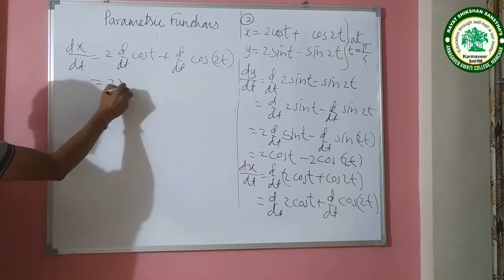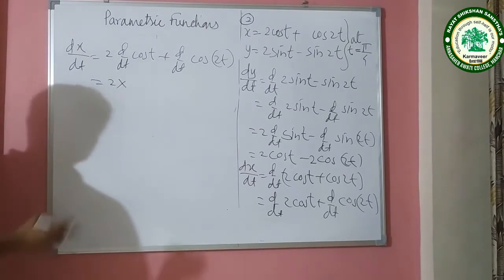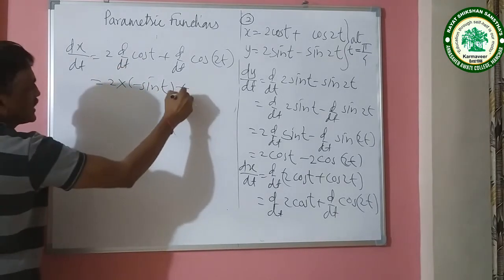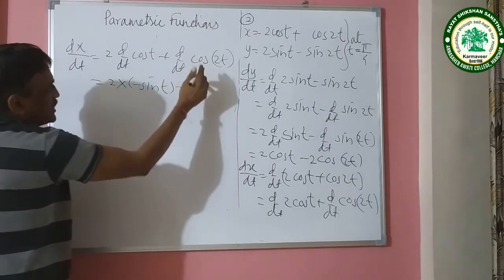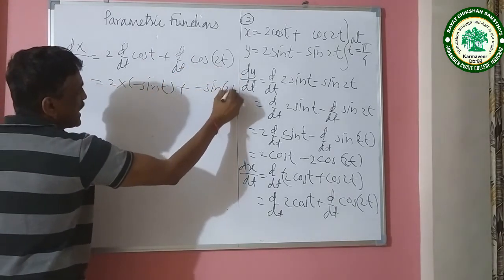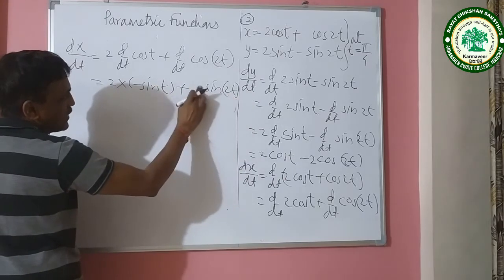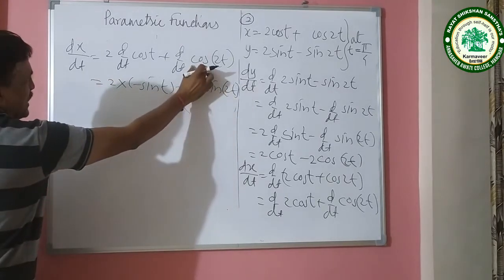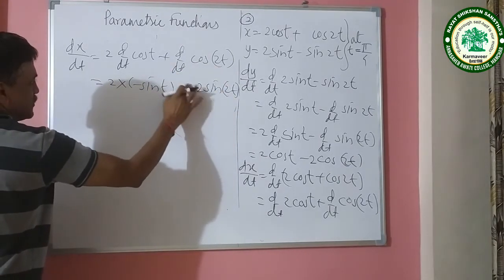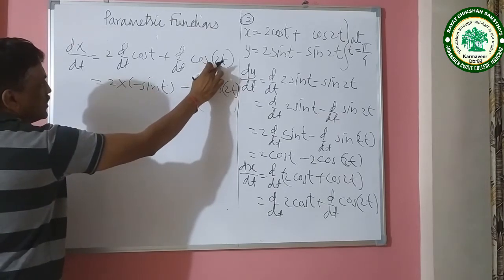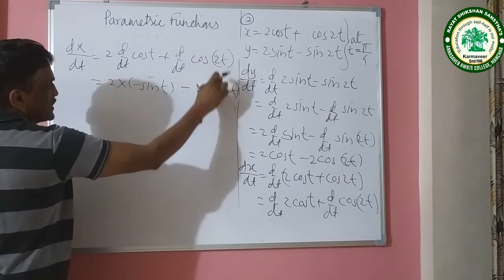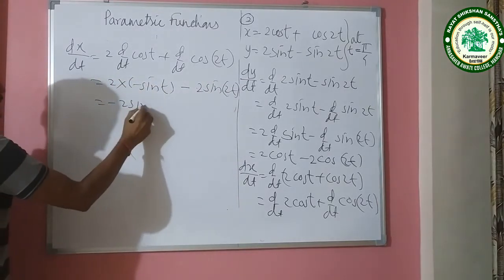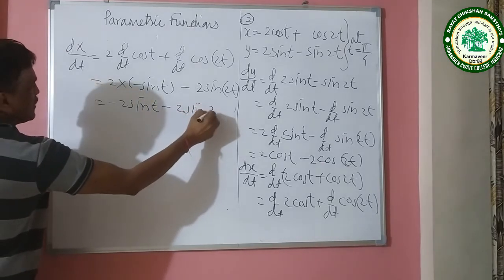So what is the derivative? 2 into derivative of cos, it is minus sin. So derivative of cos t with respect to t, it is minus sin t. Once again, derivative of cos with respect to t, it is minus sin 2t. Angle is 2t. Coefficient of t is 2, so multiply by 2. See, derivative of cos is minus, so this plus becomes minus. Coefficient 2 will come out. Derivative of cos is minus sin 2t. So 2 into minus, minus 2 sin t minus 2 sin 2t.